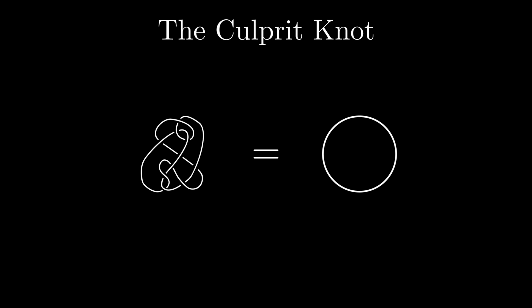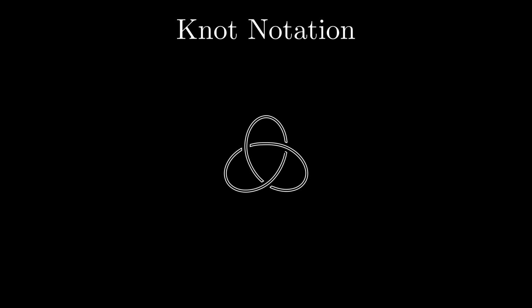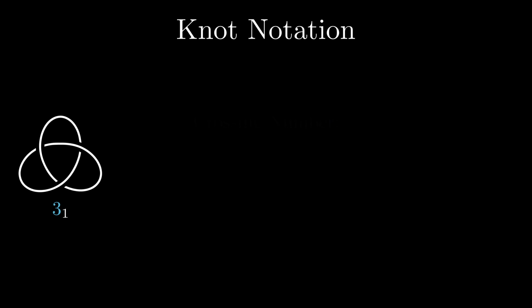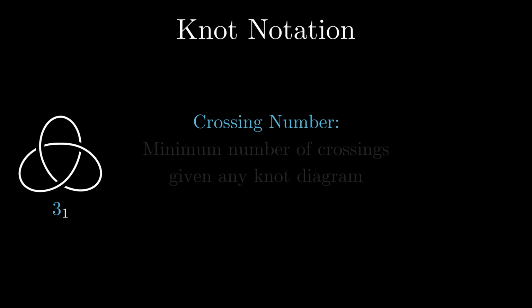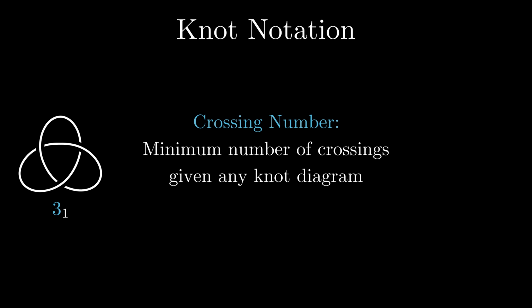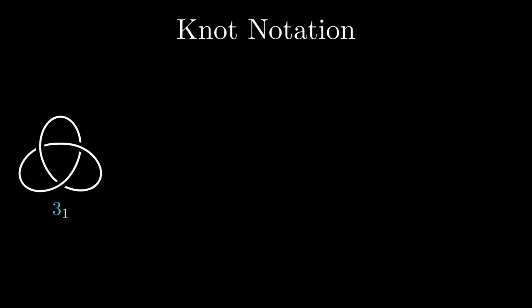Now, let's move on to a less trivial example. Here we have knot 3-1, which is commonly referred to as the trefoil. The 3 in 3-1 is because this knot has a crossing number of 3. A crossing number for a given knot is defined as the minimum number of crossings that can be exhibited given any knot diagram. In other words, there is no way to draw this knot with fewer than 3 crossings.